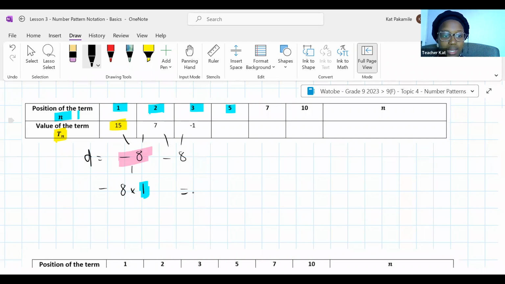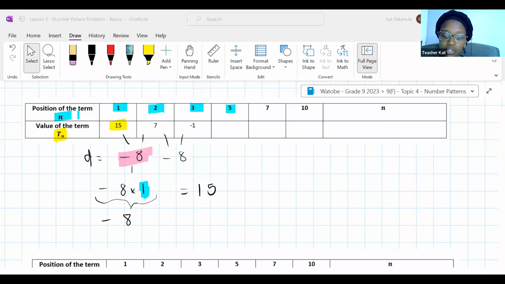So -8 times 1 does not give me 15. I can guarantee that. That's -8. So tell me what I need to add or subtract to get to 15. Let me know, guys. Finally, I see answers in the chat. Oh, beautiful. What do I need to add or subtract to get to 15? I'm currently sitting at -8. I need positive 15. So I'm definitely not subtracting anything. I need to add something. Tell me in the chat, how much am I adding?